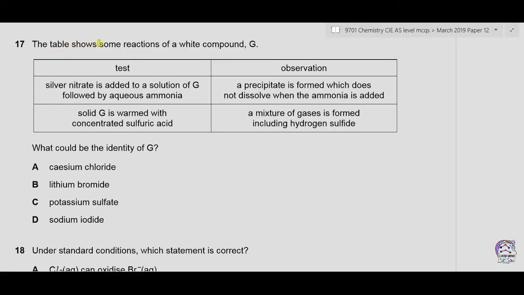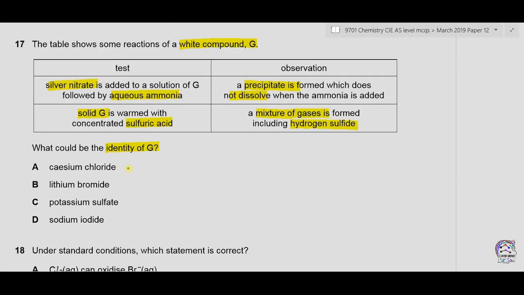Question number 17. The table shows some reactions of a white compound G. This is the test and this is the observation. What could be the identity of G? In the test it says silver nitrate is added to a solution of G followed by aqueous ammonia. First a precipitate is formed and then the precipitate does not dissolve when ammonia is added. For the second test, we have solid G which is warmed with concentrated sulfuric acid, and a mixture of gases is formed including hydrogen sulfide. Let's find out the options.